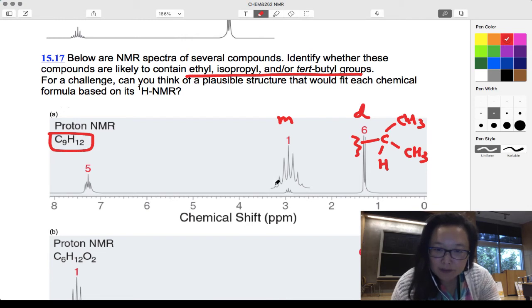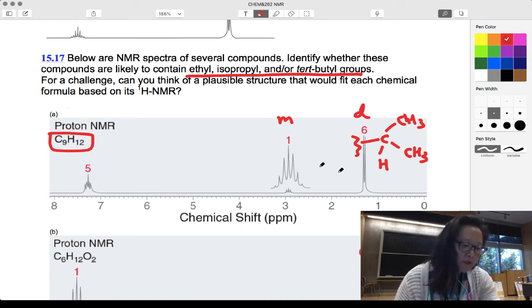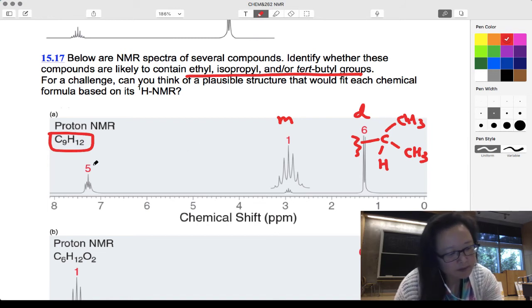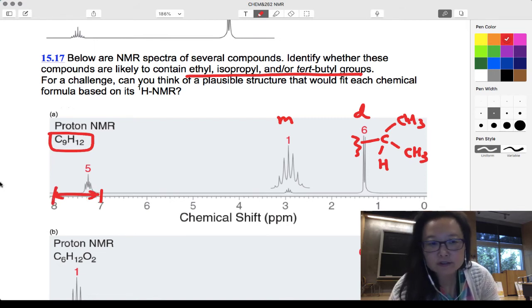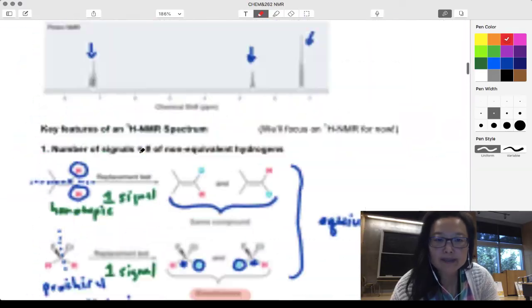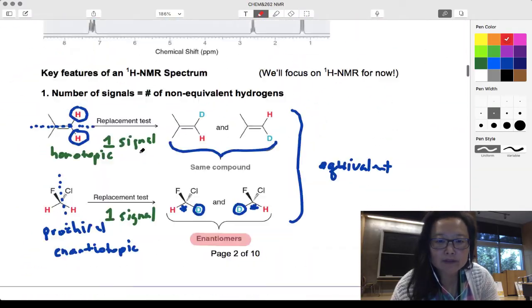And they blew this up, so 1, 2, 3, 4, 5, 6, 7. You could tell there's 6 neighbors here because there's 7 peaks. So that tells me that these are close to each other, splitting each other. And then I have this 5H integration between 7 and 8. And here's where we need to use our knowledge of chemical shift. What kind of functional group is between 7 and 8 for its chemical shift?